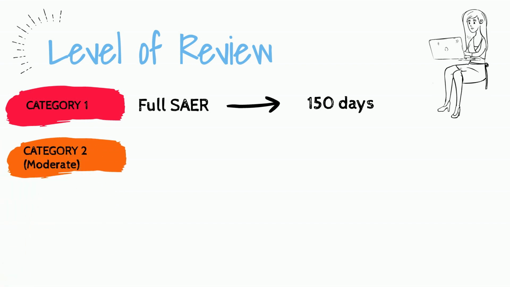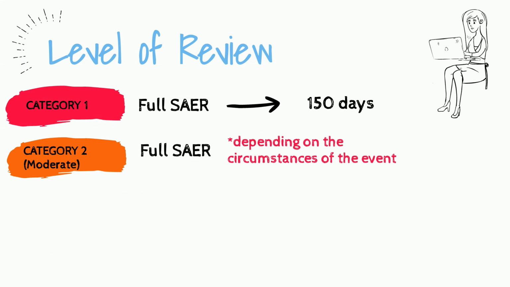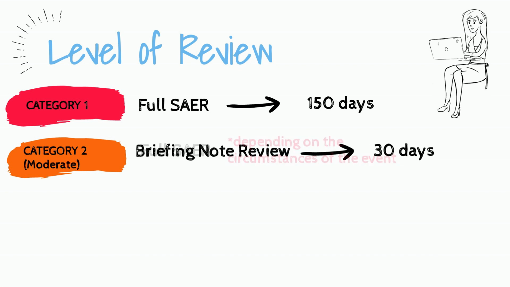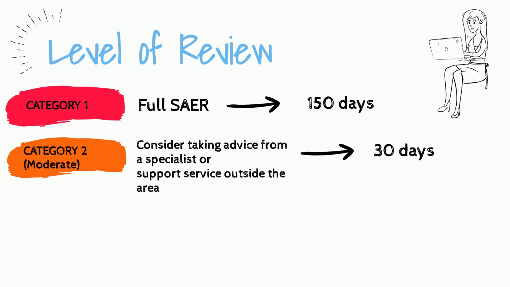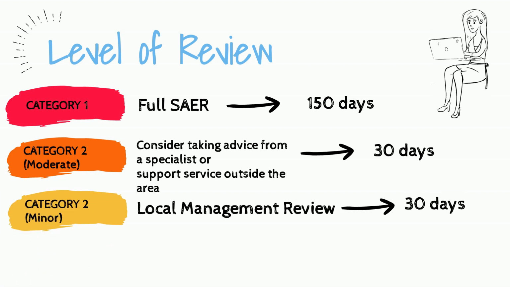Some Category 2 moderate graded incidents, depending on the circumstances of the event, may require a briefing note to be completed and consideration given to determine if a full SARE is necessary. If the decision to carry out a briefing note review will suffice, the completion of this review should be completed within 30 days. Other Category 2 moderate events reported may require the ward or area to consider taking advice from a specialist or support service outside the area and close the incident within 30 days. A Category 2 minor incident would require a local management review and be completed within 30 days.